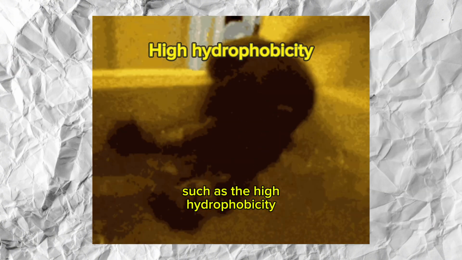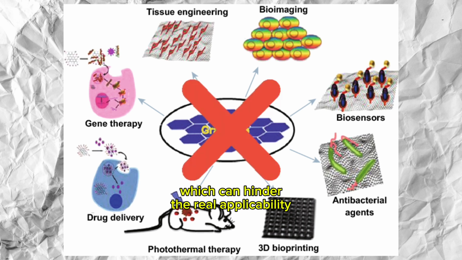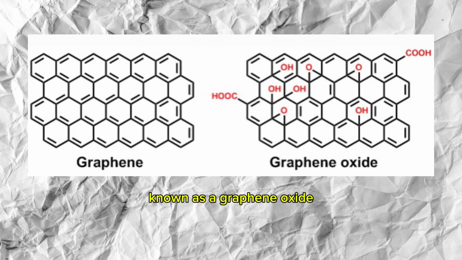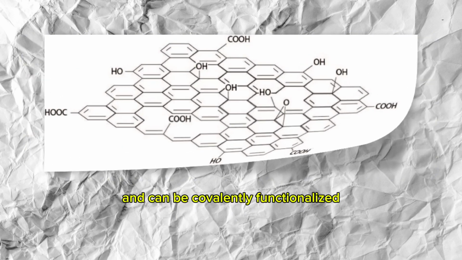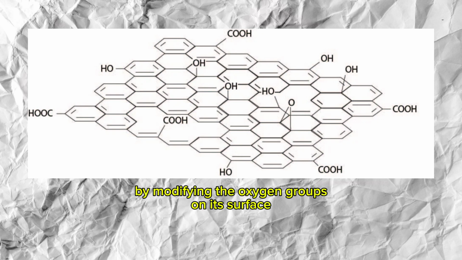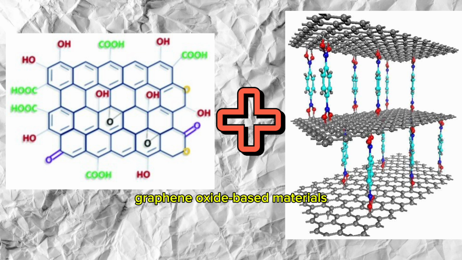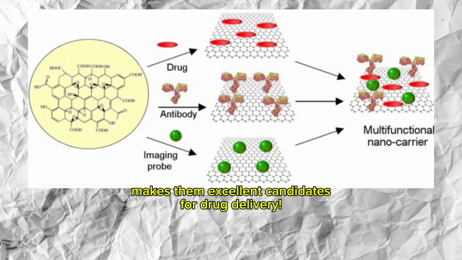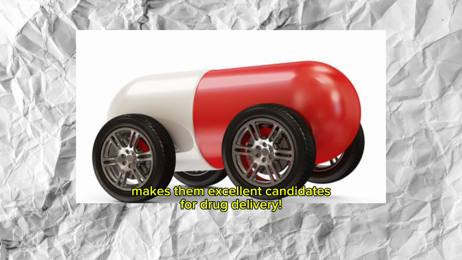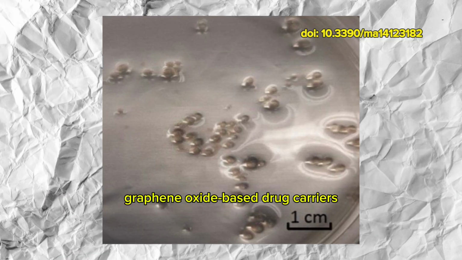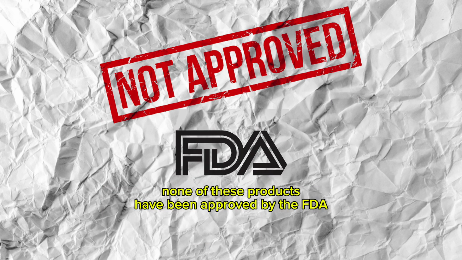But graphene has important limitations, such as the high hydrophobicity, which can hinder the real applicability. However, the oxidized form of this material, known as graphene oxide, is more hydrophilic and can be covalently functionalized by modifying the oxygen groups on its surface. This characteristic, combined with the high surface area of graphene oxide-based materials, makes them excellent candidates for drug delivery. Although many research groups have developed graphene oxide-based drug carriers, none of these products have been approved by the FDA.